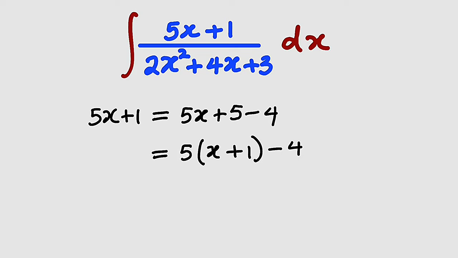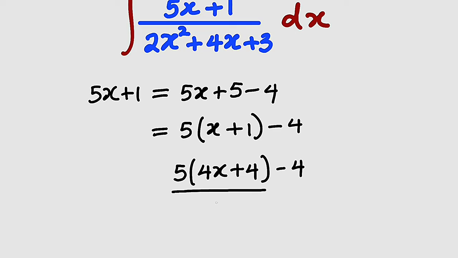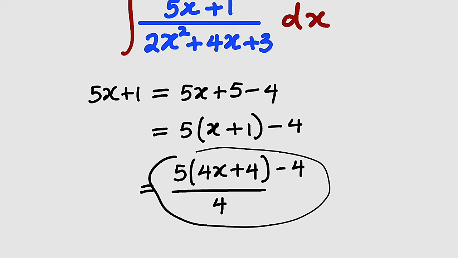Still, I want to transform it into 4x plus 4. So by multiplying these two terms by 4, they will become 4x plus 4, right? So I have 5 multiplied by 4x plus 4, then minus 4. I have multiplied by 4, therefore to compensate, I'm going to divide by 4. So divide the whole of this by 4. Now our original numerator has been transformed into a term that contains 4x plus 4.